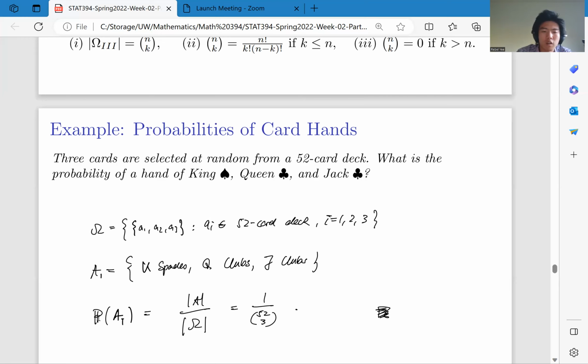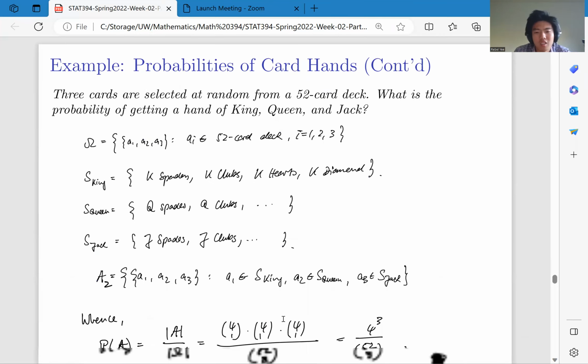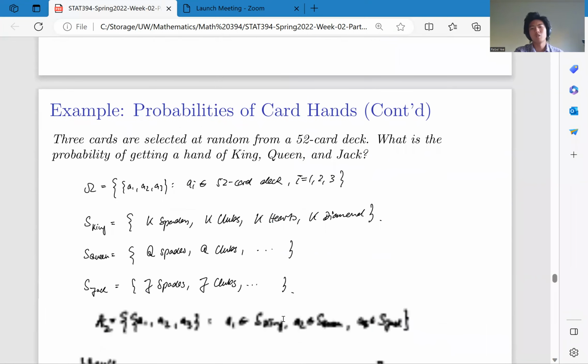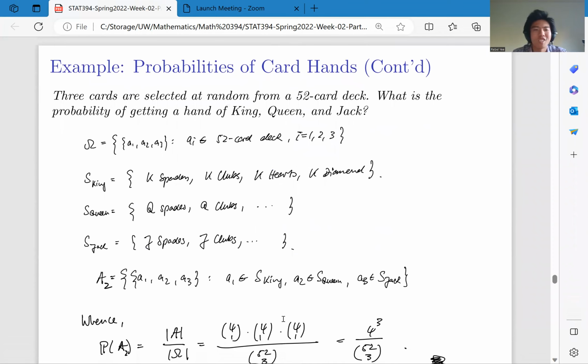So the probability of A1 in this case is the cardinality of A1 divided by the cardinality of the sample space, which is 1 over 52 choose 3. So this can be very easily solved. And this is usually the simplest case, but we sometimes deal with more complicated cases.